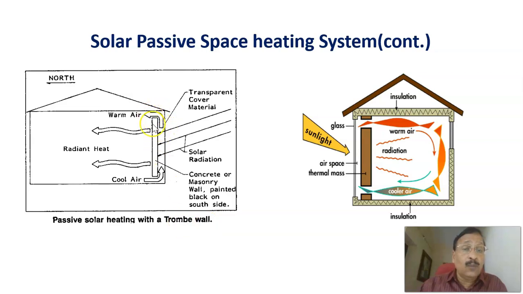This is the trombe wall, where the thermal energy of the solar radiation is collected. That air is getting heated. Therefore, this is towards the north side. This is another pictorial representation of this solar passive space heating system.